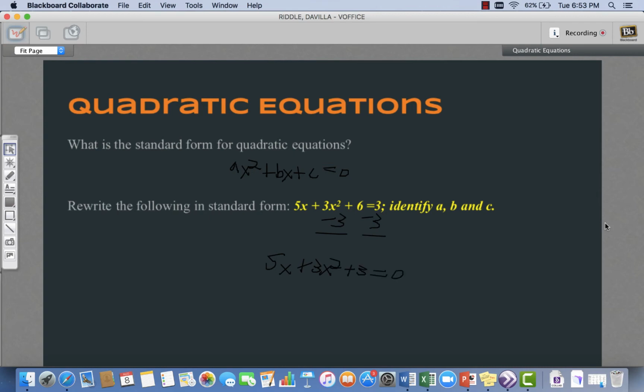But this isn't in fully standard form. We kind of want it in the descending form of the powers of x. So first up would be x squared, or in our case here, 3x squared, and then the 5x, and then the 3, and then you'd see that it would be 0. With that being said, can you quickly identify for me what A, B, and C are here, corresponding to this one right here? So what is our A, B, and our C?